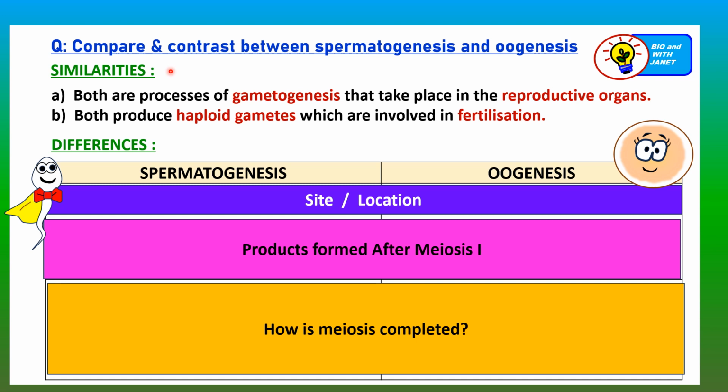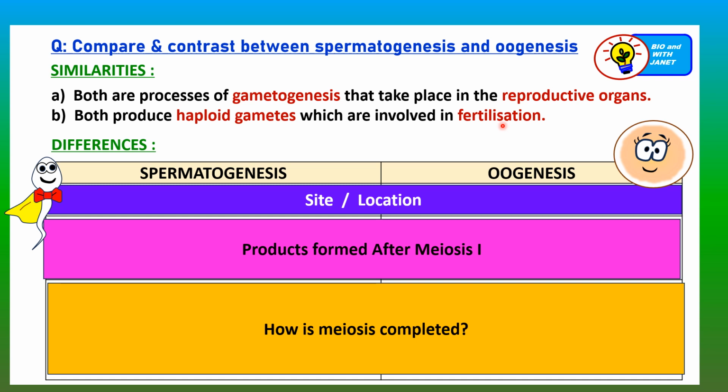Now, here we have 2 similarities and 8 differences. So each similarity or each difference is 1 mark. Now, number 1, what are the similarities? So there are 2 similarities. Both spermatogenesis and oogenesis are processes of gametogenesis. That means processes whereby gametes are produced that take place in the reproductive organs, namely the testes and the ovaries. Now, both spermatogenesis and oogenesis produce haploid gametes, meaning the sperm and the ovum, which are involved in fertilization.